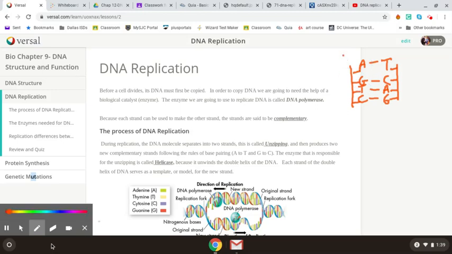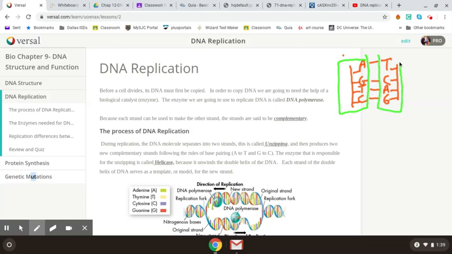This strand is complementary to this strand. So strand 1 is complementary to strand 2. A is the complement to T, G is the complement to C, and so on and so forth. So we call these complementary strands. This A to that T is a complement, and so on and so forth. So AGTC is the complement to TCAG, and vice versa.